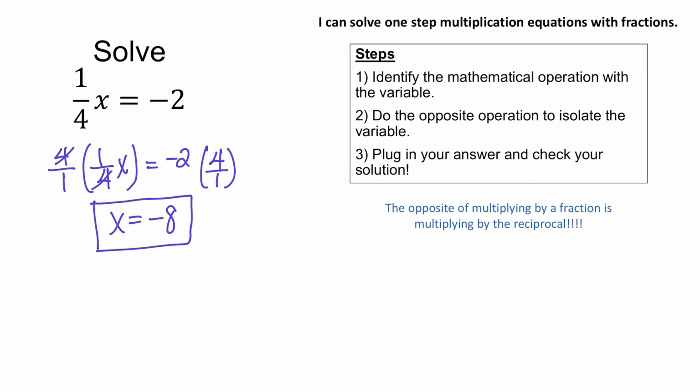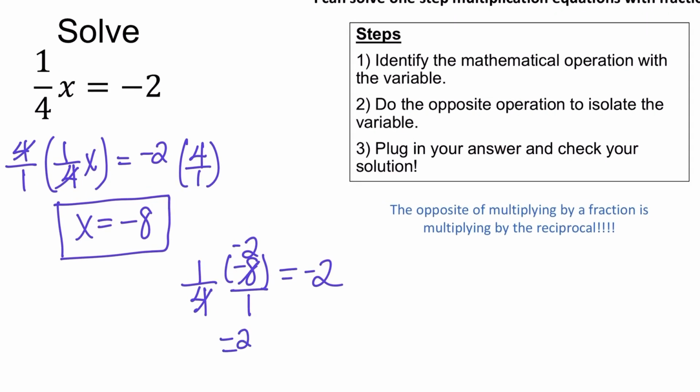So I can plug this back in and verify that my solution is correct. So I get 1 over 4 times negative 8 equals negative 2. And I want to check if that's correct. 4 goes into negative 8 2 times, leaving that negative. And negative 2 over 1 does equal negative 2. So my solution is correct.